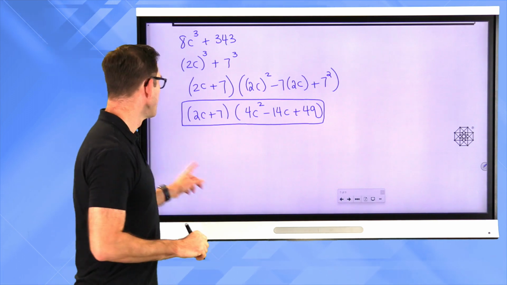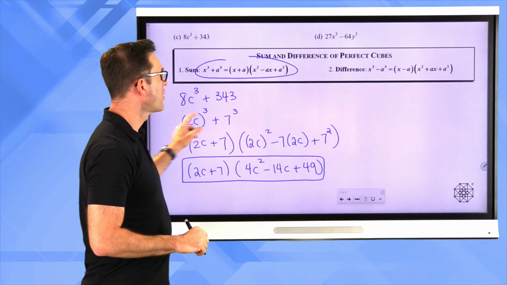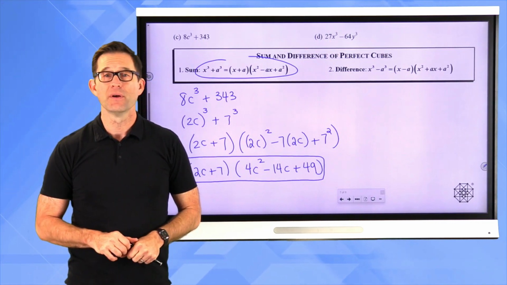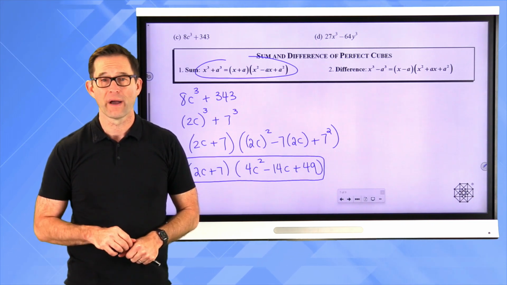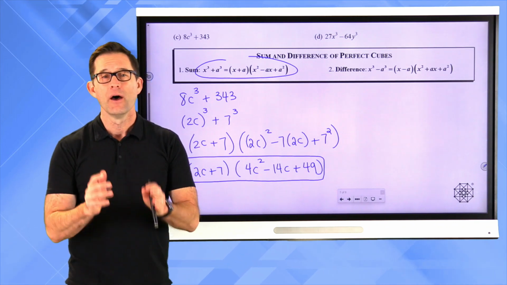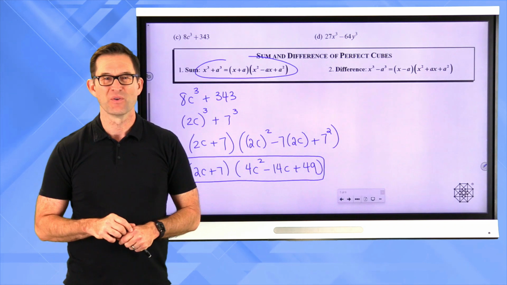Now, of course, what I'm going to do is have you pause the video and try the most challenging one on your own. 27x cubed minus 64y cubed. Try to first frame it as some quantity cubed minus some other quantity cubed. Pause the video now and see what you can do.